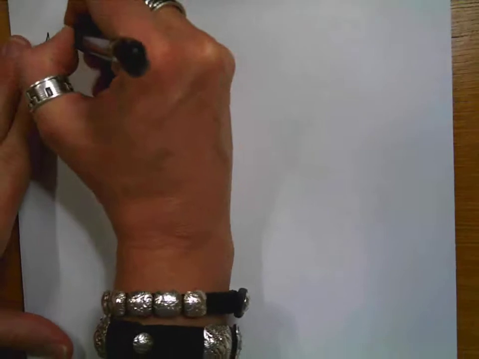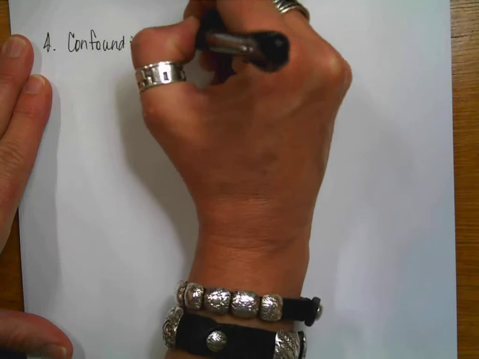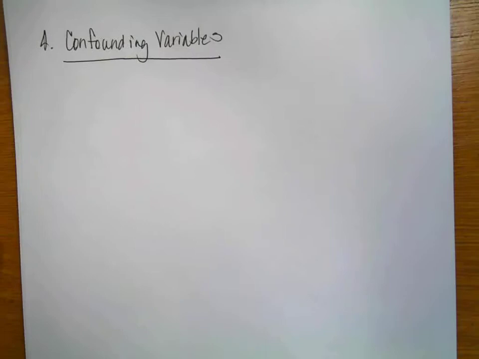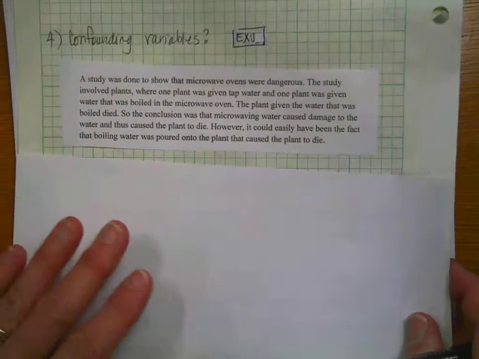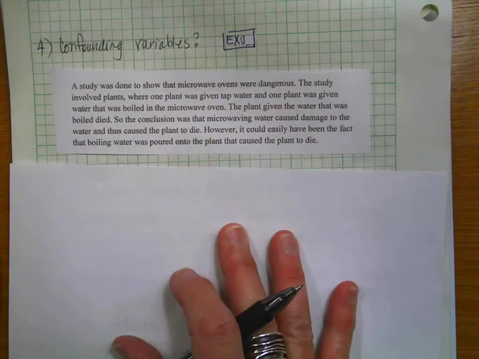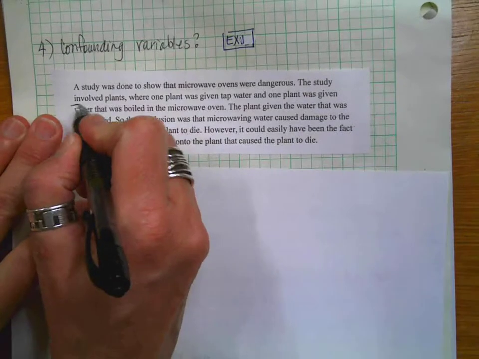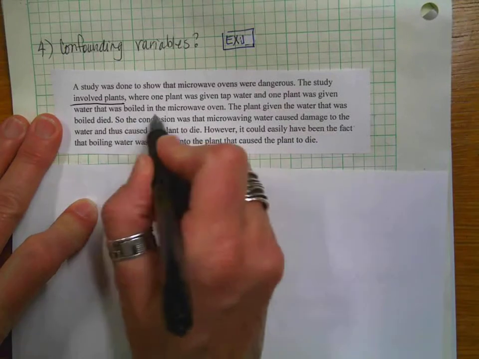Okay? The next one is called confounding variables. I'm going to bring in an example from your book, and you don't have to write this down, but I would like you to write down your thoughts after we go through the examples. So for confounding examples, this is going to be the example. A study was done to show that microwave ovens were dangerous. We're going to do a study involving plants, where one plant was given tap water and one plant was given water that was boiled in a microwave oven.